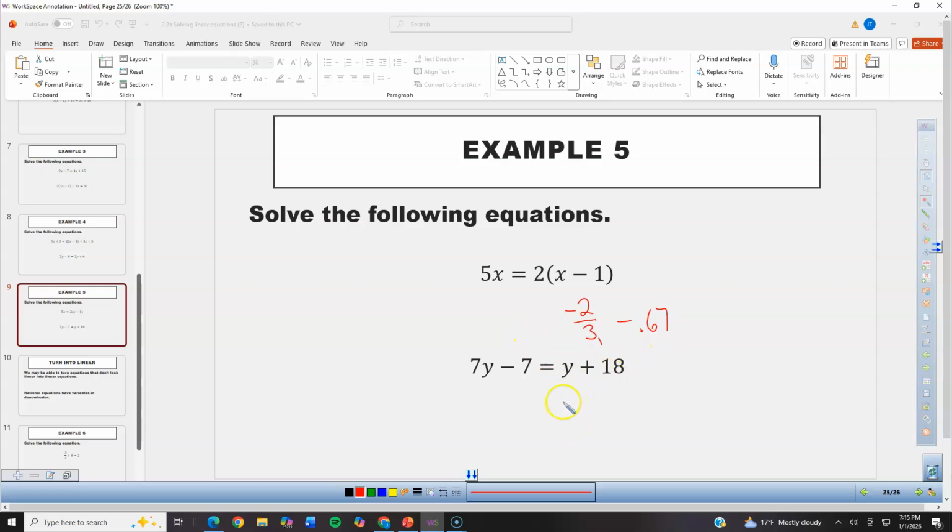And the second one, the answer is y equals 25. Again, pause, try them. If you have questions, don't be afraid to ask.